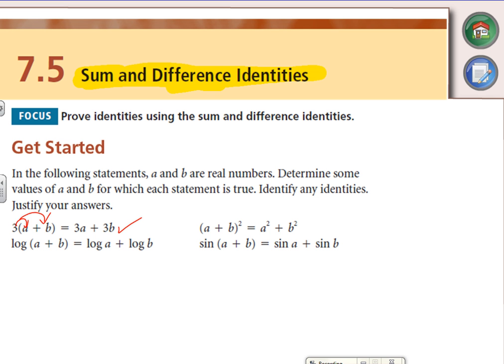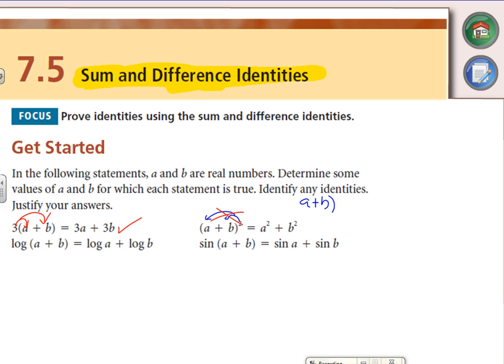If I plugged in anything for a or anything for b, that one will always be left side equals right side. That identity is true. Second one, (a plus b) squared. Oh, a scourge upon humanity on this one. So many people want to distribute in that exponent. You cannot do that.